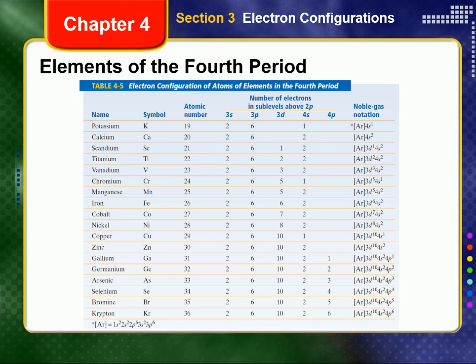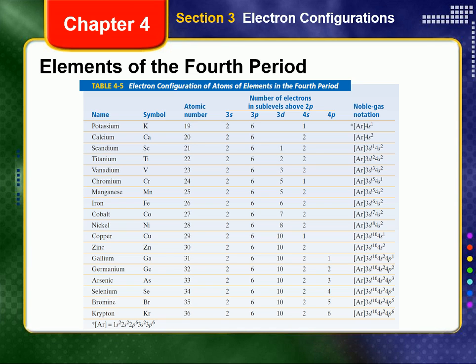Elements of the fourth period. The electron configurations of atoms in the fourth period elements are shown in Table 4-5 on page 112 of your text or on the screen now. The period begins by filling the 4s orbital, the empty orbital of lowest energy. Thus, the first element in the fourth period is potassium, K, which has the electron configuration of argon 4s1.